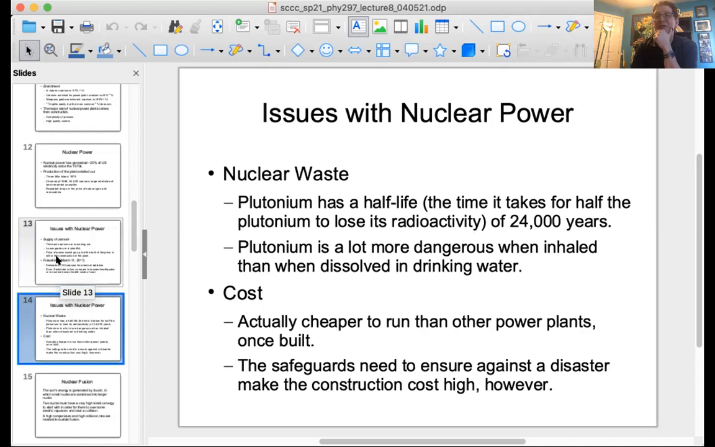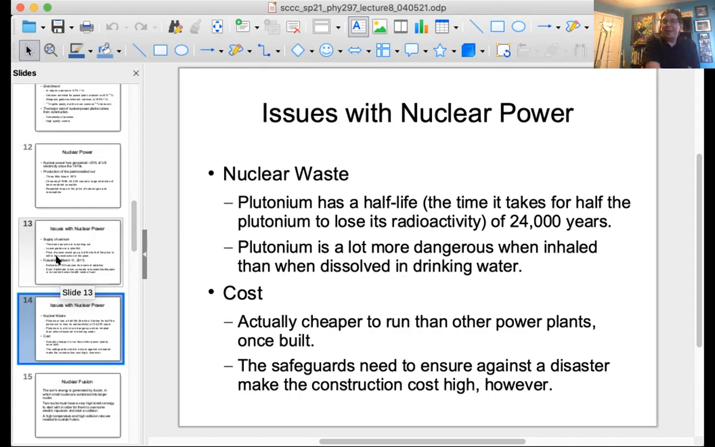But another issue with nuclear power is what to do with the spent fuel, which is still hazardous. It's still radioactive. And where are you going to put it where it won't be dangerous? And of course, nobody wants to store spent nuclear fuel in their neighborhood or anywhere near their neighborhood.